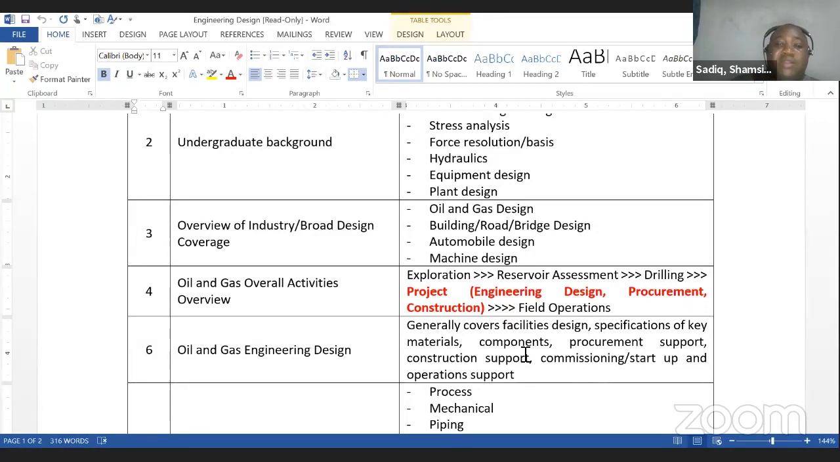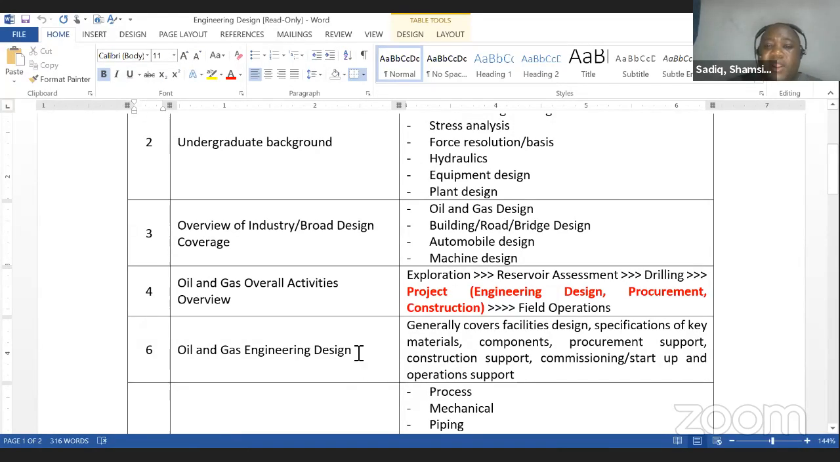Especially project team and field operations, because during the life cycle of the facility, we go back to each other and discuss how the facility is performing, if they have any issue during the operation.